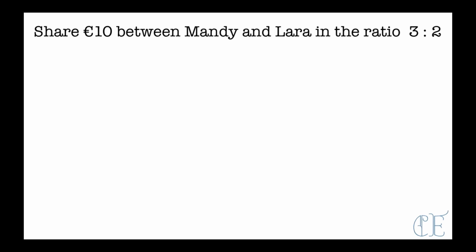So, let's have a look at an example where we share €10 between Mandy and Lara in the ratio of 3 to 2. When you're writing the answers to your exams, I want you to write down the information in a simpler form. So we know that we've got Mandy and Lara, and they are sharing €10 in the ratio of 3 to 2. I've written 3 underneath Mandy and 2 underneath Lara because it's always in that order. If it's Mandy first, then the first one belongs to Mandy. So Mandy has 3 parts and Lara has 2.